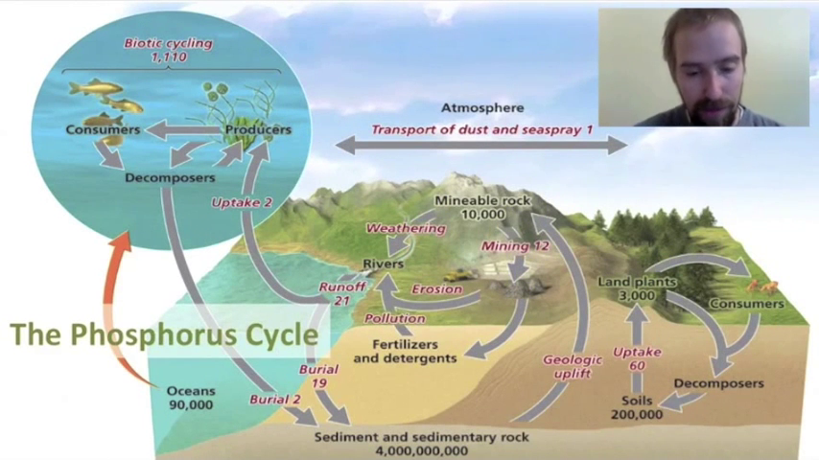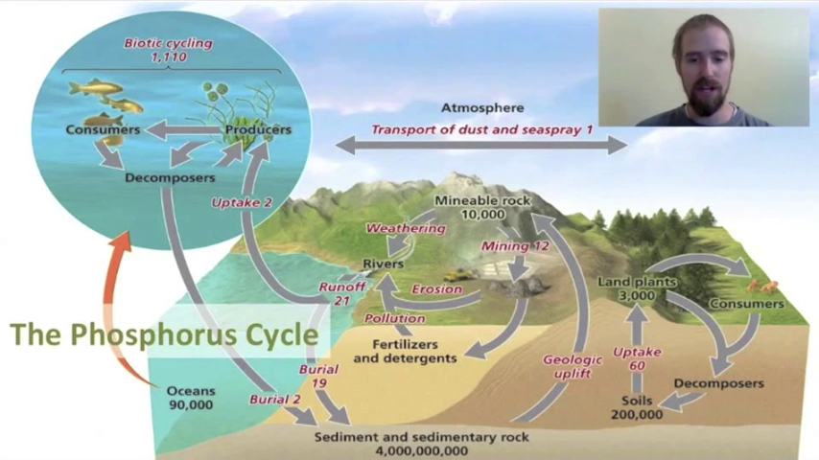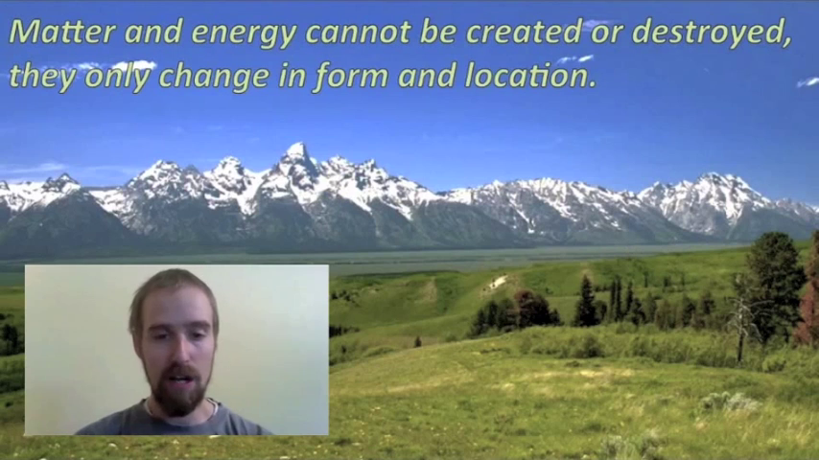So overall, the phosphorus cycle is very similar to the other cycles that we've seen play out in this video so far. The only real difference is that it doesn't really travel through the atmosphere in the way that some of the other substances do. So remember, matter and energy cannot be created or destroyed. They only change in form and location.